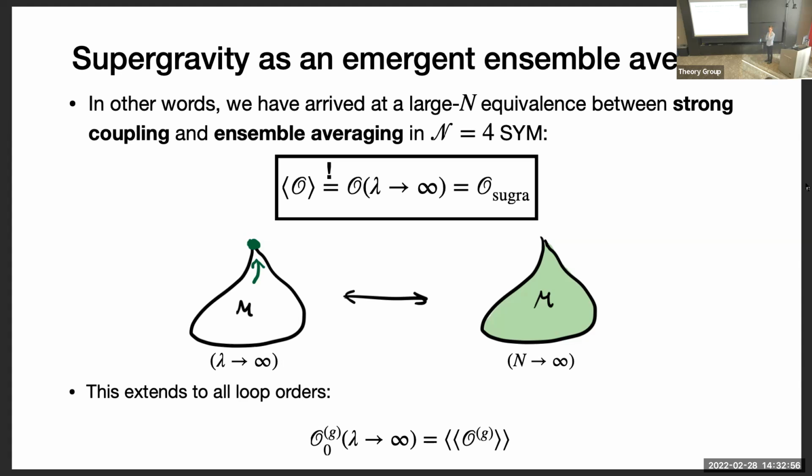Still confused. So I have an ensemble of things, many of which, the generic element of the ensemble, I would have thought, would be a string theory.